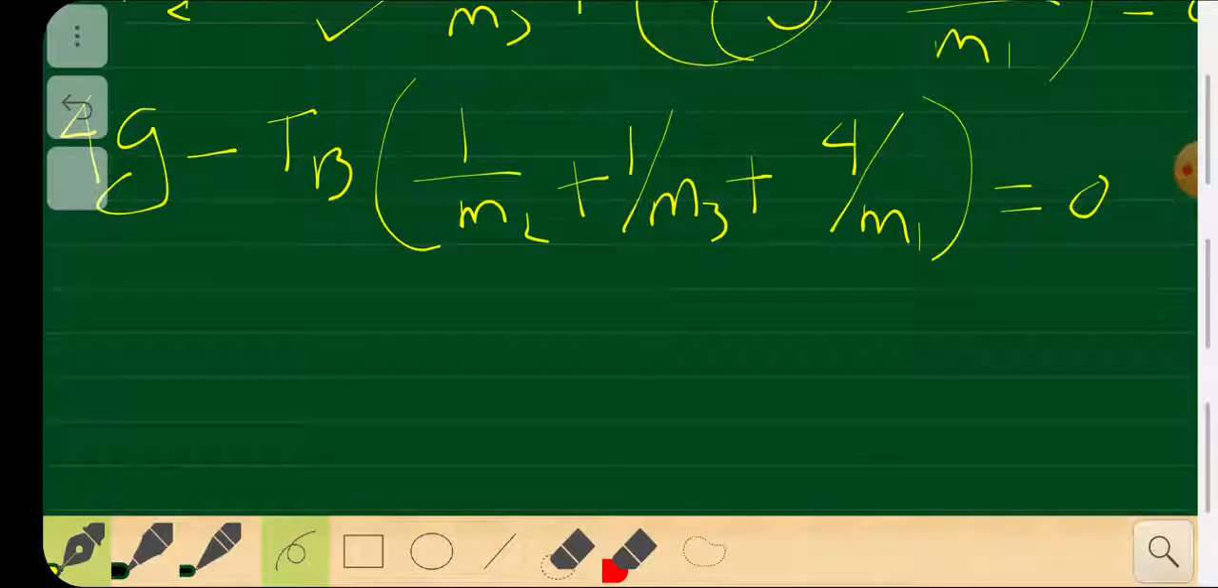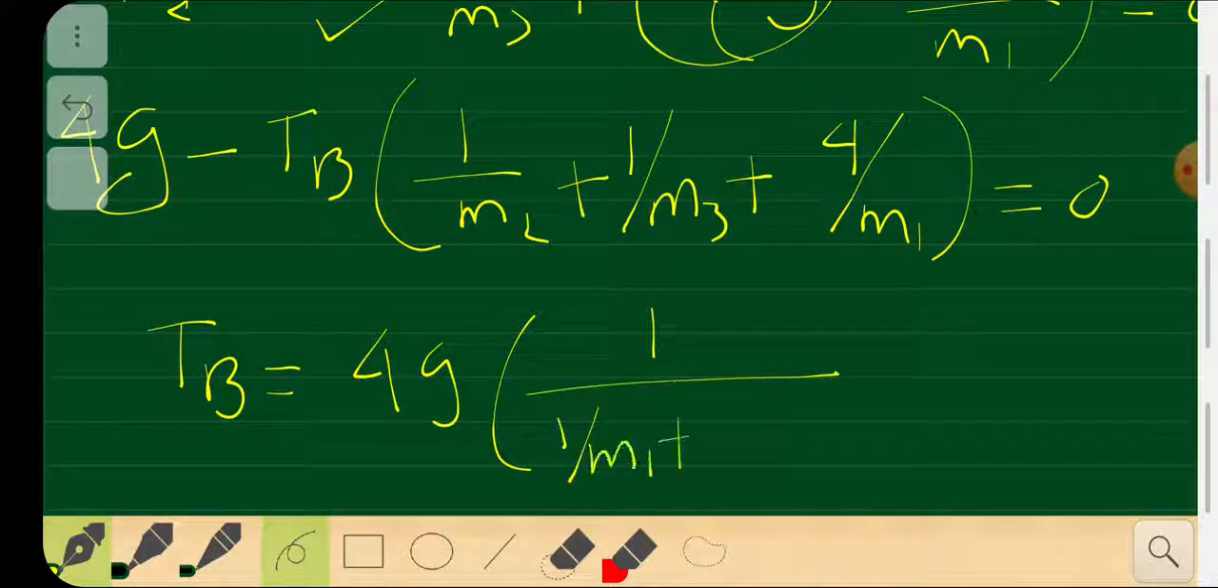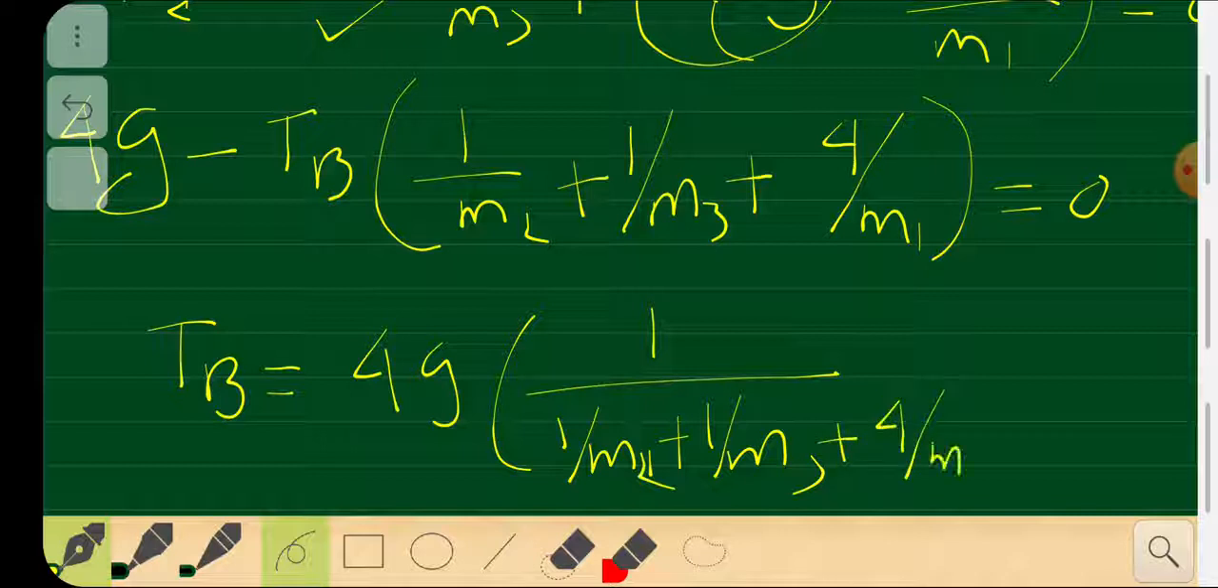I can just simplify. I can say, okay, so TB will be equal to 4g times 1 divided by 1 by m2 plus 1 by m3, sorry, m2 m3, plus 4 by m1, right? So that will be TB. So I just found out tension, right?